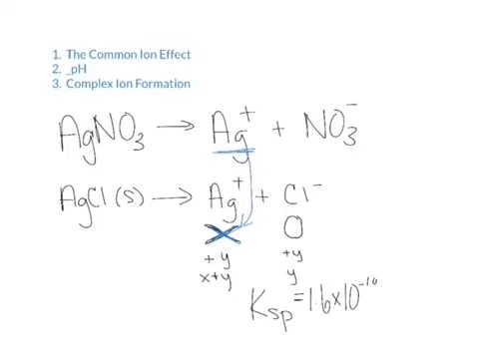So this common ion is making this overall compound less soluble. That is to say, less of the AgCl will dissociate into Ag+ and Cl-.